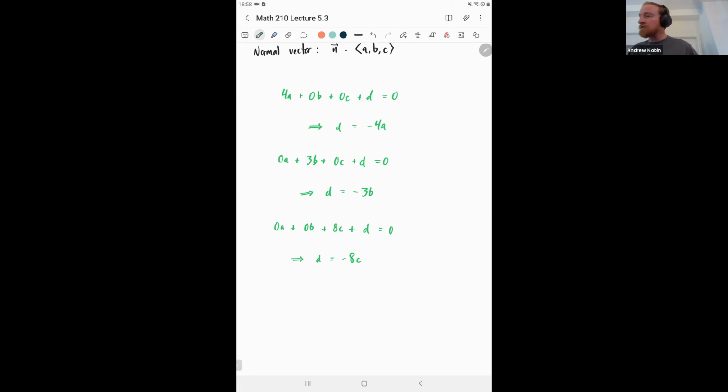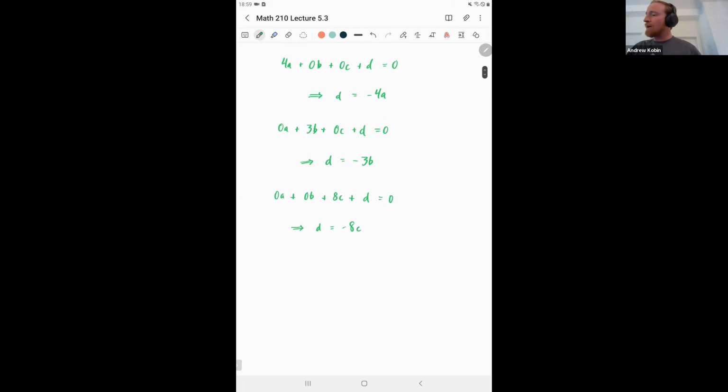So let's go ahead and just choose some number d that satisfies all 3 of these equations. D needs to be, looks like, a multiple of 4, a multiple of 3, and a multiple of 8. The smallest number I can think of that does that is 24. And just to make the minus signs work out, let's just go ahead and choose d to be equal to negative 24.